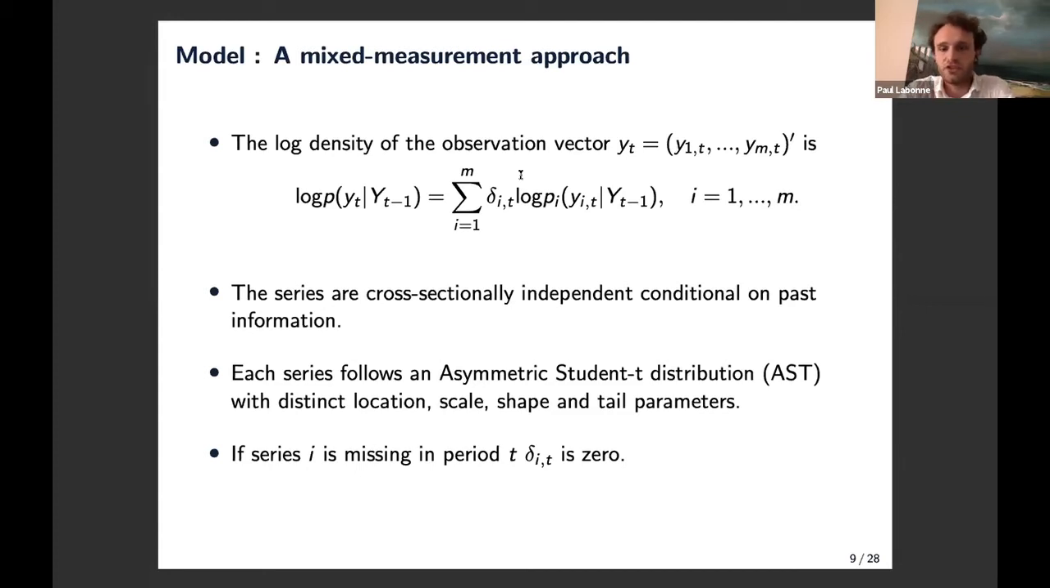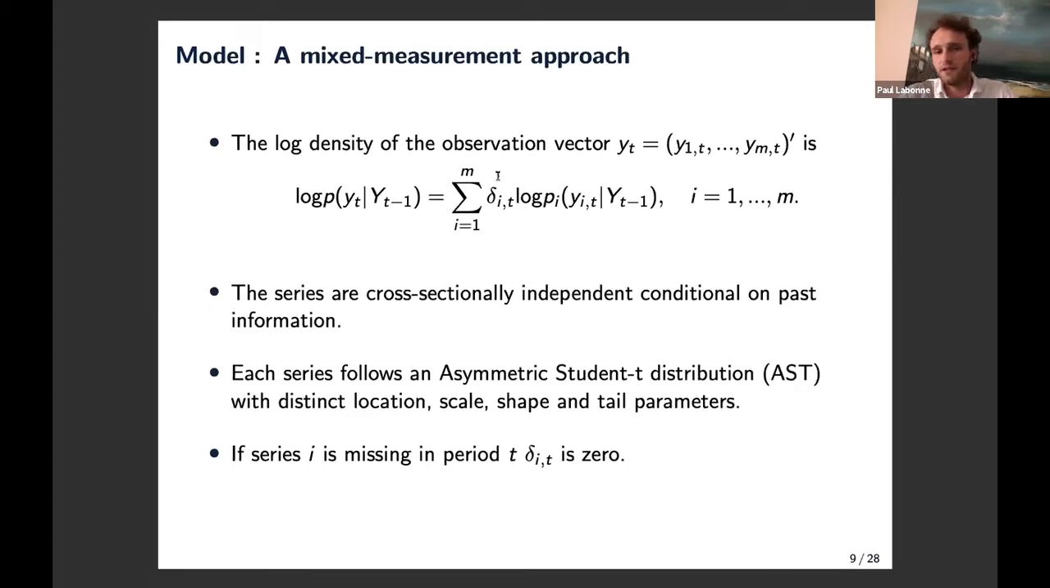For the conditional distribution, I'm using an asymmetric Student t distribution. Depending on the parameters, this distribution encompasses the normal distribution, the Student t, and the skew t. And the interesting thing with this distribution is that we can have distinct tail parameters. So for instance, the left tail can be fat-tailed, but not necessarily the right tail, which controls the positive observations. So this asymmetry is also interesting.